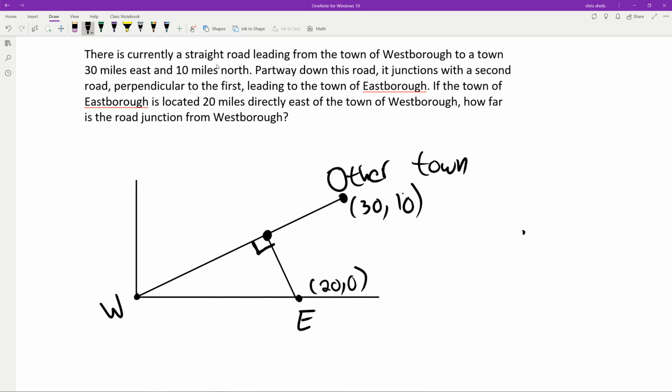Okay, so we have a few things that we have to do in order to do this, but it's not too bad. The first thing that we should do is find the equation of the line going from Westboro to this other town. Also, Westboro is the point (0, 0) here in my coordinate system.